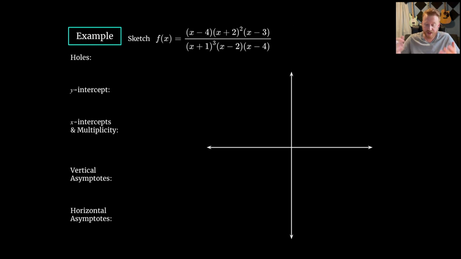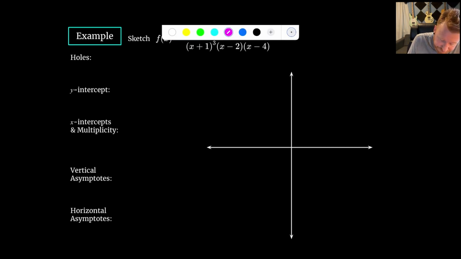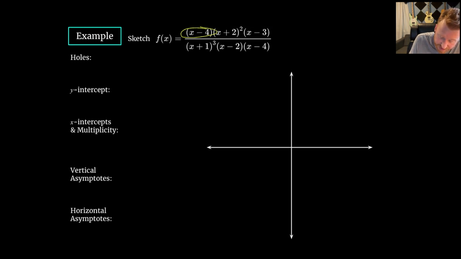First let's look for any holes. I've already got the polynomials factored, so a lot of the hard work here is already done, and now we just need to investigate the interesting points. So are there any factors in the numerator and denominator that would cancel? I do see that we have an x minus 4 here and an x minus 4 here. Those are going to cancel, which means that there's going to be a hole in this graph at x equals 4. I don't know what the output will be, but at x equals 4, there will be a hole. So we'll have to find that point on the graph once we get it sketched in, and remember to put a hole there.